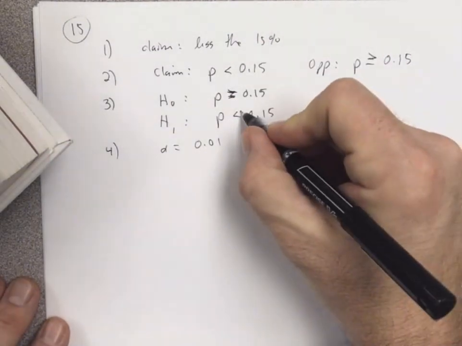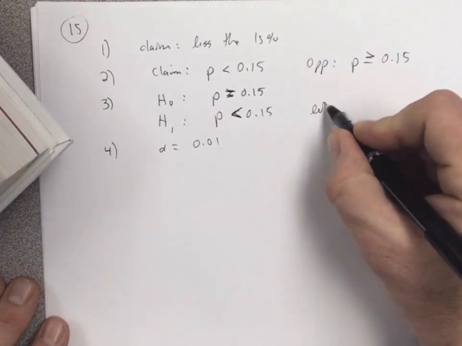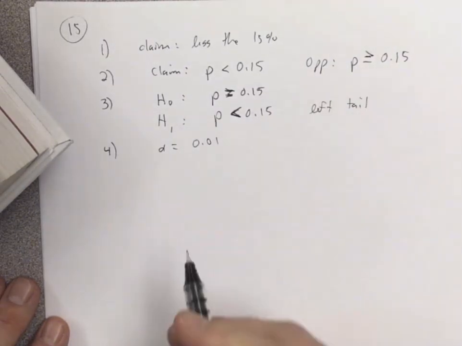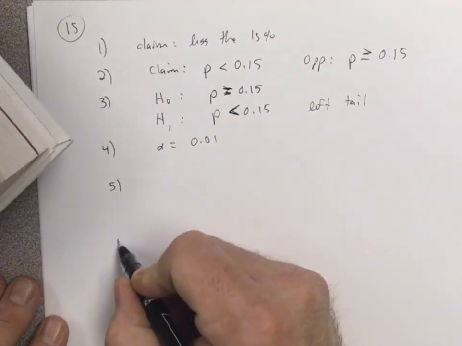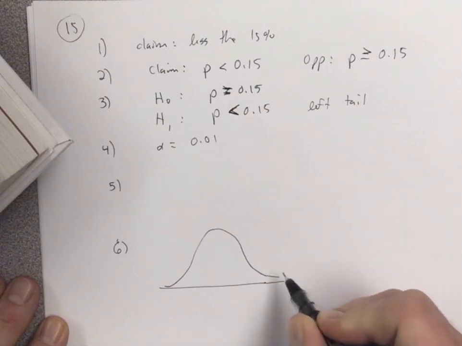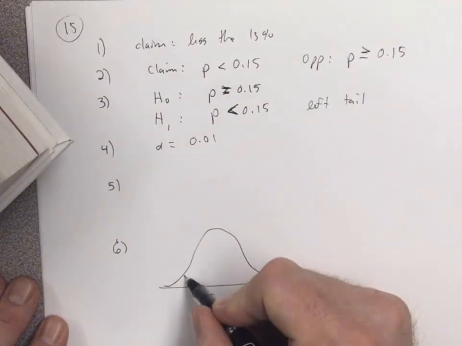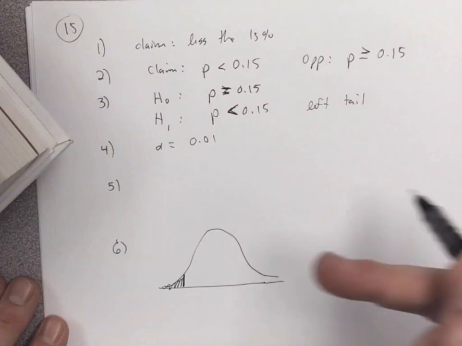What way is this pointing? Left. So this is a left tail. So when I draw this up, we're going to have this bell-shaped curve here. And I know they're testing less than, right? And less than is way over here. You guys agree? So that's why this is the left tail, because less is this way, right?